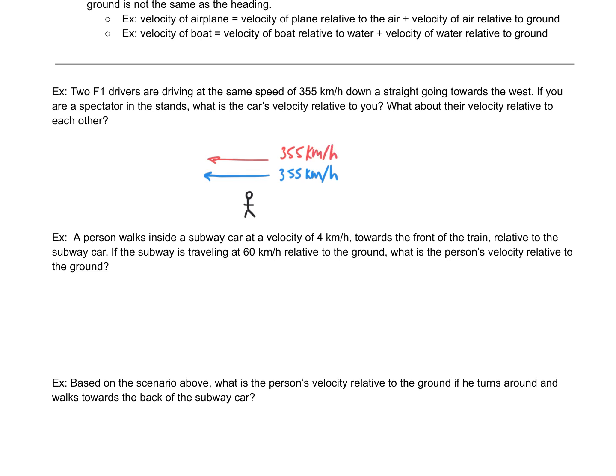For me, who's standing still, when I see the cars, I see them going at a velocity of 355 kilometers per hour. But for the F1 driver who's in the car, when they look at the other car, if they're going in the exact same direction, their speeds relative to each other are going to be 0 kilometers per hour because they're lined up, going in the exact same direction at the exact same speed.